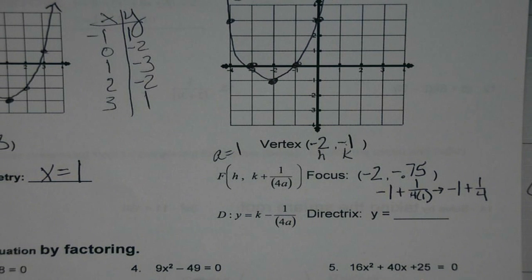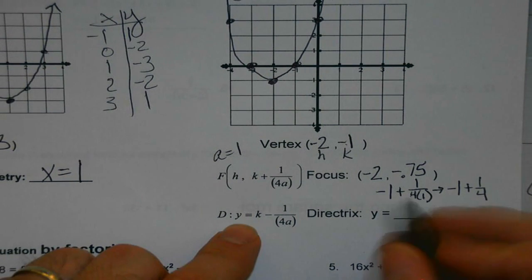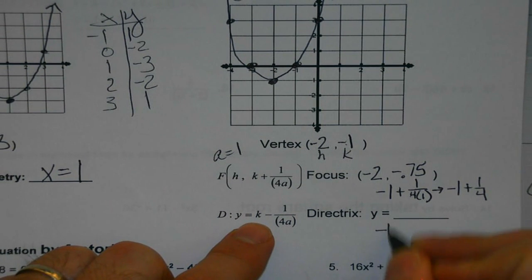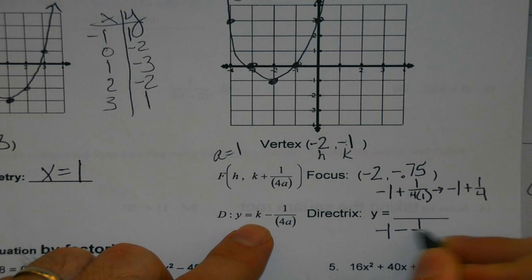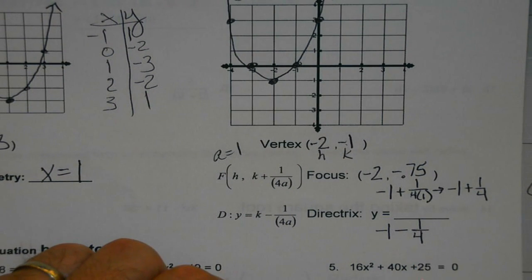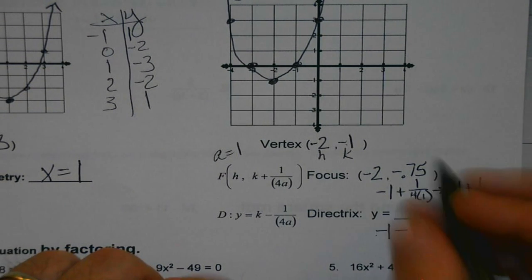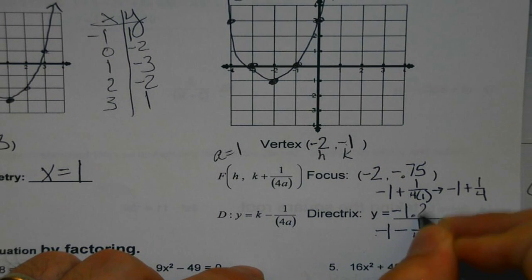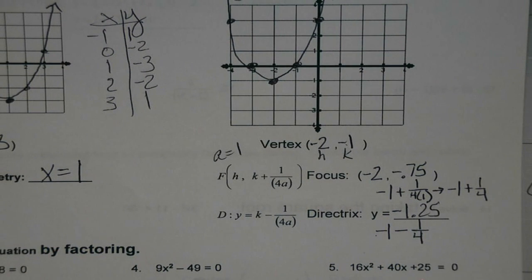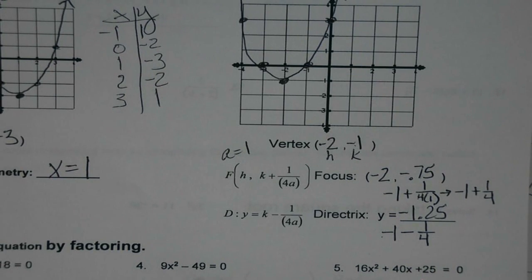And then I do the same thing for my directrix. k minus 1 over 4a, which is 1/4. And again, if you want to put that in the calculator, you can, but I mean, this one's even a little more obvious. Negative 1 minus 1/4. Negative 1 1/4. Or negative 1.25. I'll take either, even if you do a decimal here and a fraction here. As long as it's the equivalent, I don't care. And that's fine.